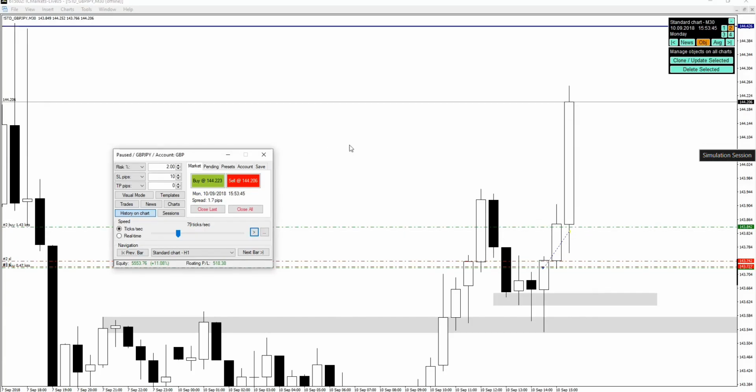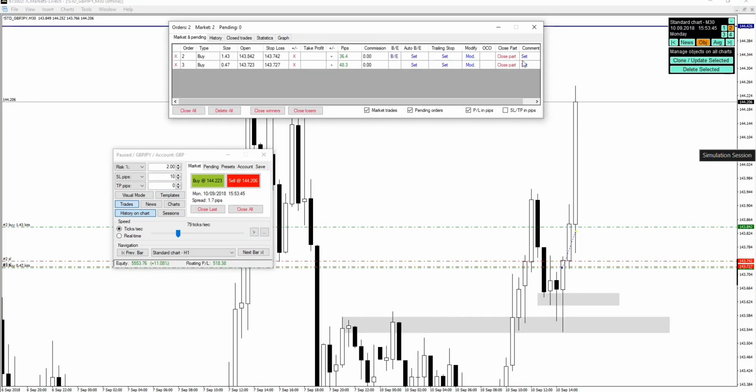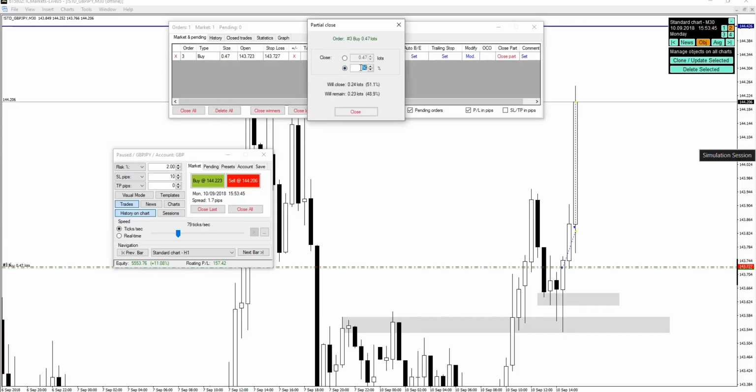And oh, hold on there. Wow, what a move. What a move over here. Did not expect that at all. So probably gonna close most of it here, like 75%.